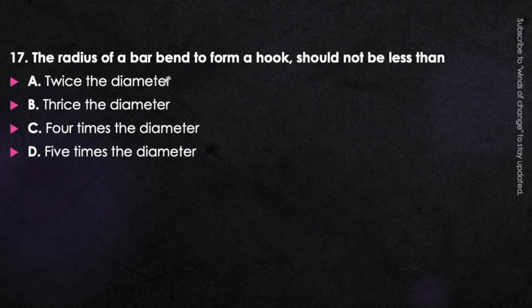Next question. The radius of a bar bent to form a hook should not be less than twice the diameter, thrice the diameter, 4 times the diameter or 5 times the diameter. Just think about it. At every bend which forms a hook, the radius of that should not be less than, the answer will be option A, that is twice the diameter in case of each bend. Okay, memorize it, it is very important.